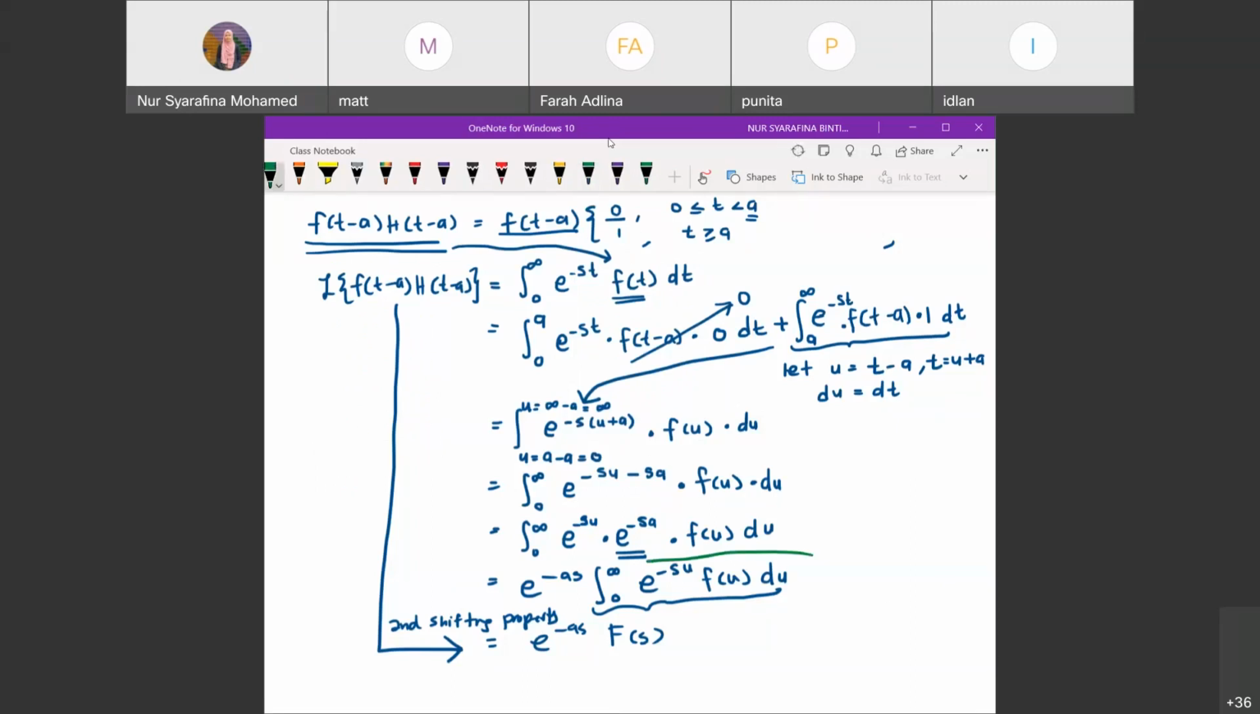This one is identical with the definition of Laplace transform. So if the integral of exponent negative st f(t) with respect to t is F(s), now exponent negative su f(u) with respect to u is also the transform, and becomes F(s). Okay, so now this is proven. So how can we implement this property? Okay, now let's take a look at the example.